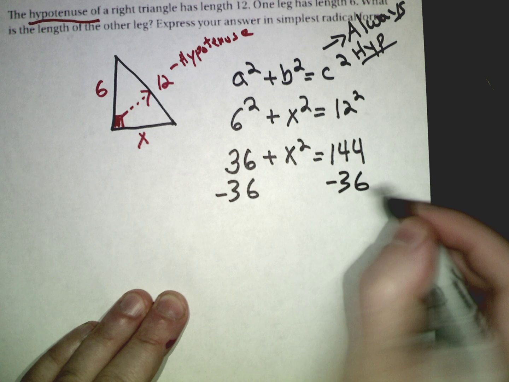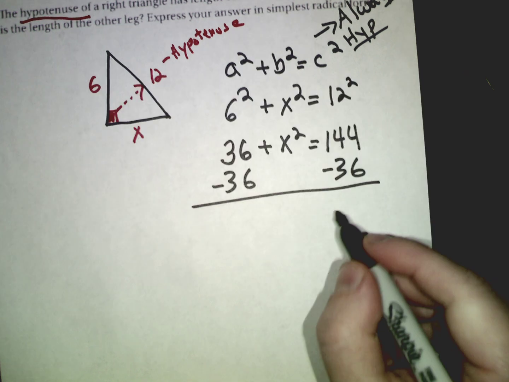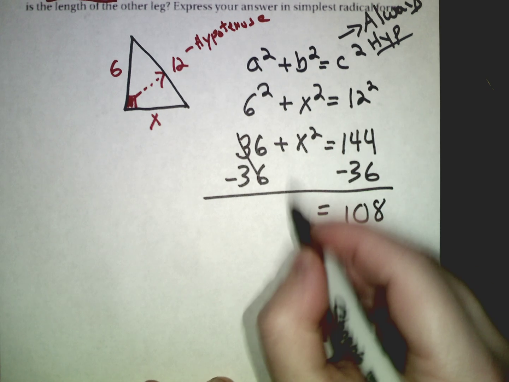Negative 36. What I don't know is 144 minus 36. I could probably do it in my head, but I'm going to say, I think it's 108. But I'm going to check on my calculator real quick. 144 minus 36, and sure enough. Man, I'm a good math teacher. Boom, boom. Okay, so now we have x squared.